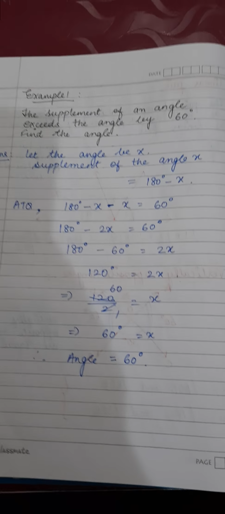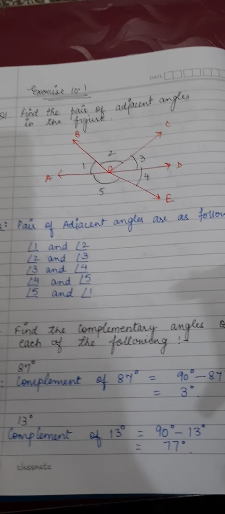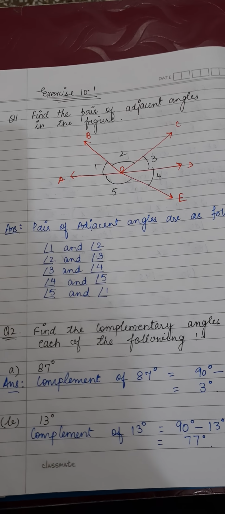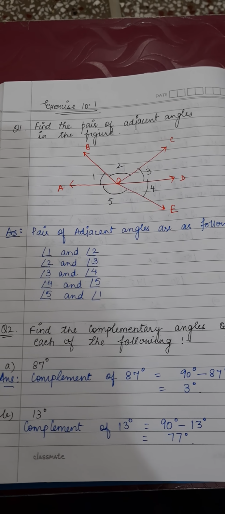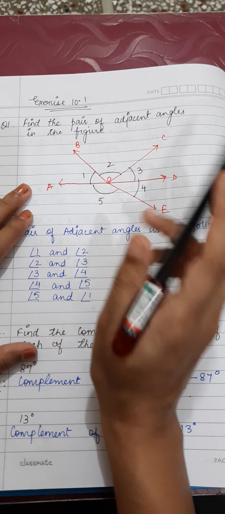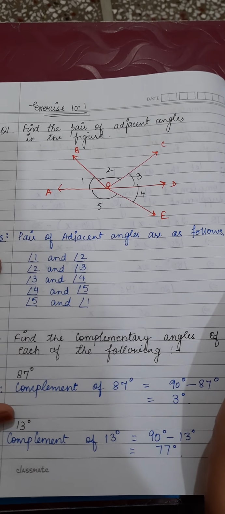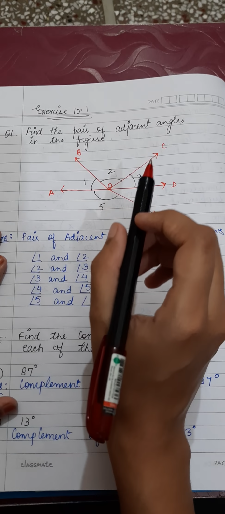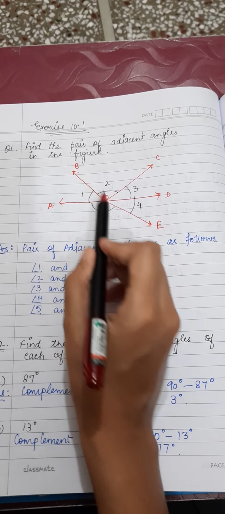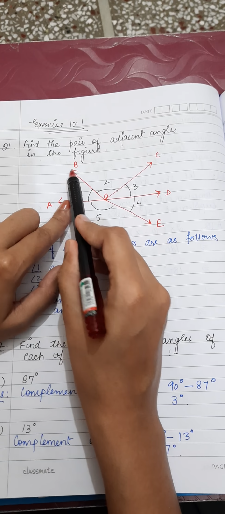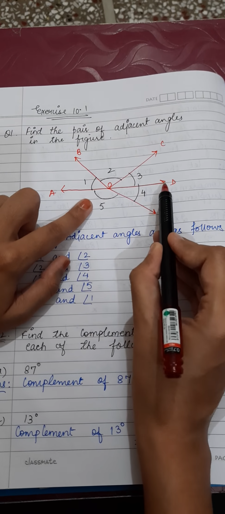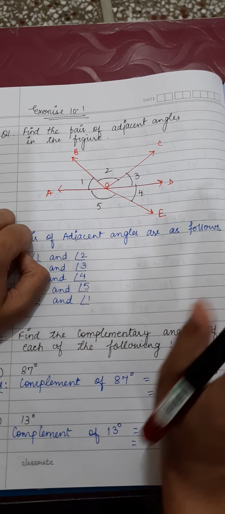Now these are the examples, but before starting with the examples, I want to discuss the first 3 questions of exercise 10.1. These questions are based on whatever concept we have done till now. Find the pair of the adjacent angles in the figure. Now this figure is already given in your book, and you have to tell the pair of the adjacent angles in which instead of writing AOB, you have to write angle 1. Instead of BOC, you are going to write angle 2. Instead of COD 3, DOE 4, AOE 5. You have to write like this.